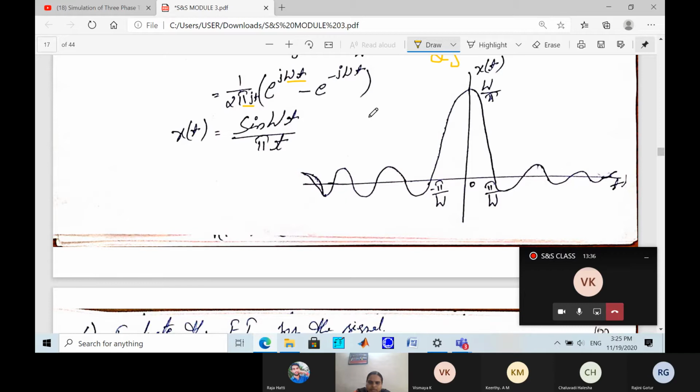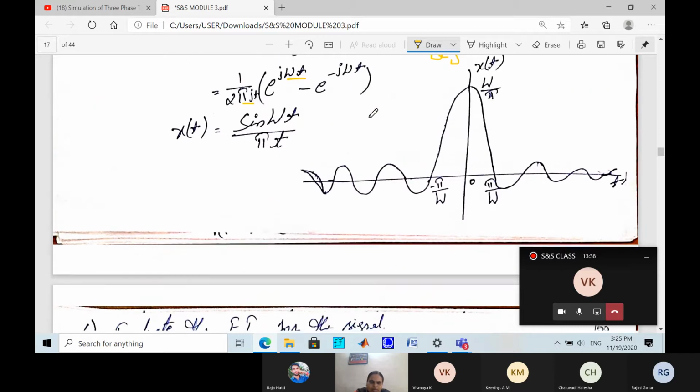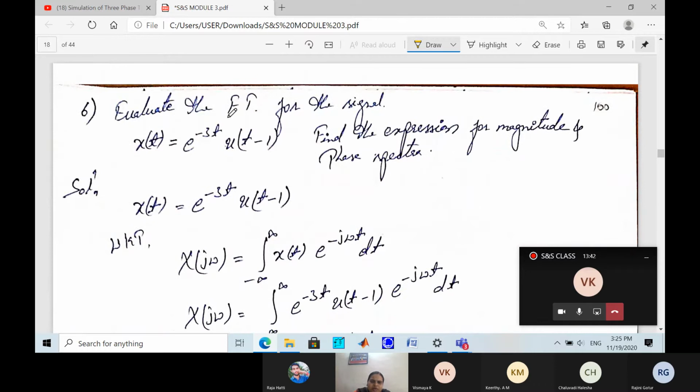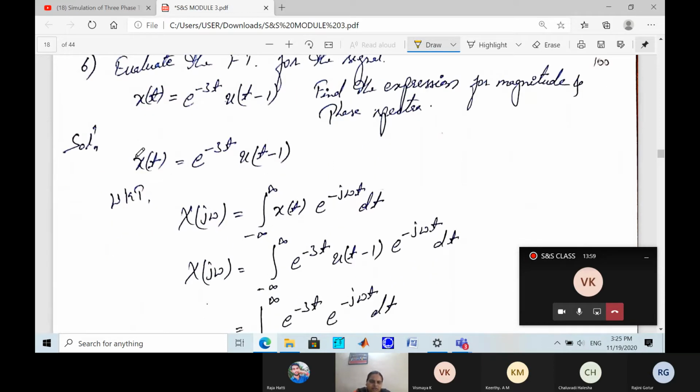Next problem, it is given as: evaluate the Fourier transform for the signal x of t is equal to e raised to minus 3t u of t minus 1. Find the expression for the magnitude and phase spectra. Here x of t is equal to e raised to minus 3t u of t minus 1.